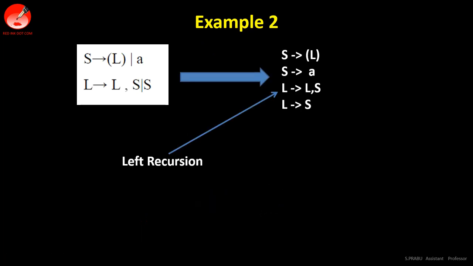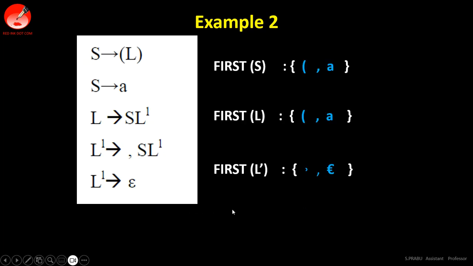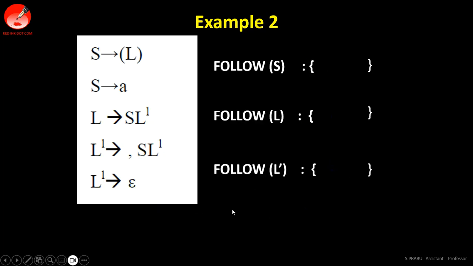In the next example, first we remove the left recursion. So I remove the left recursion and rewrite the grammar like this and list out the terminals and non-terminals. I am going to find the follow of these three elements. Before finding the follow, first I find the first values of these three elements. We already know how to find the first values. Then I write the follow values of these three elements. Capital S is the starting symbol, so I add the dollar symbol here and I check whether capital S is present on the right side of the production. These two rules have the capital S.